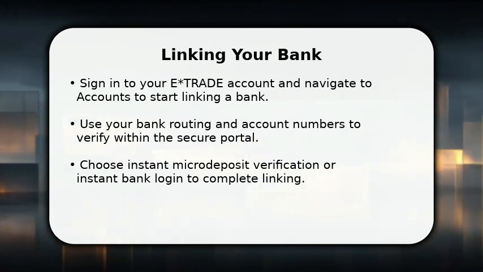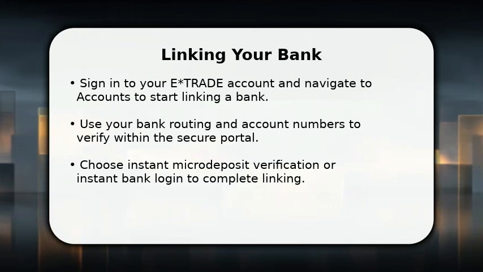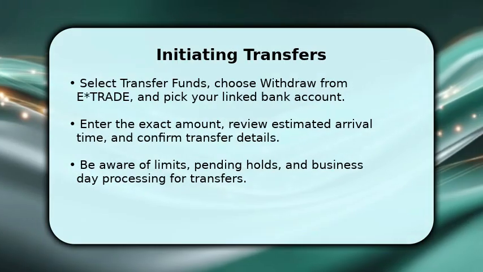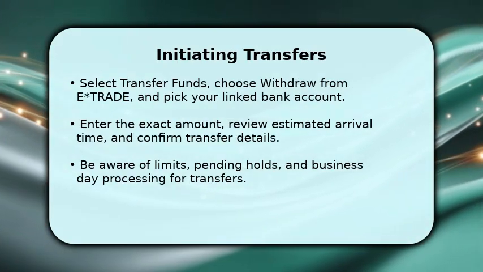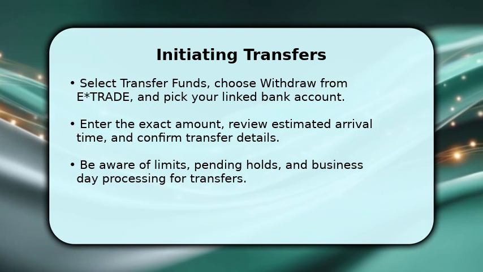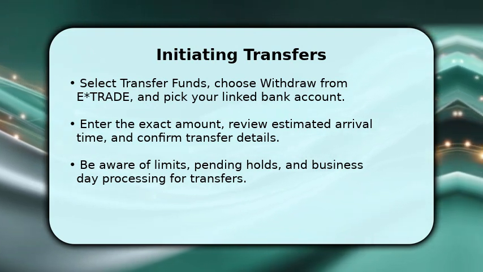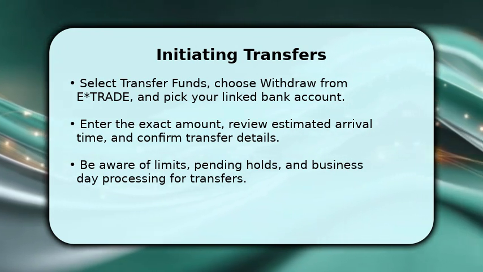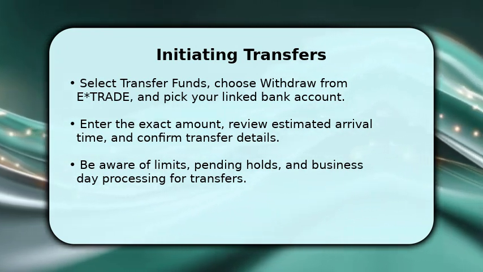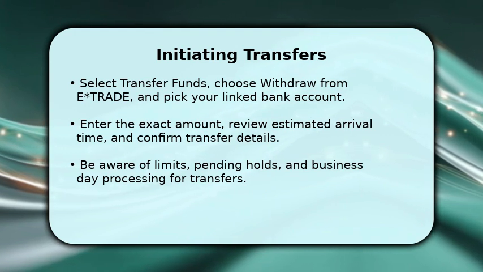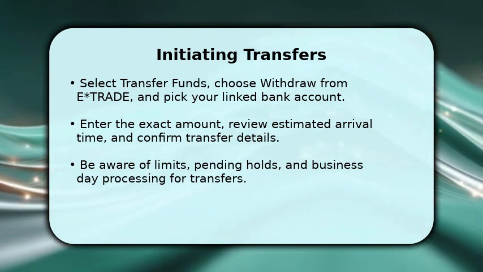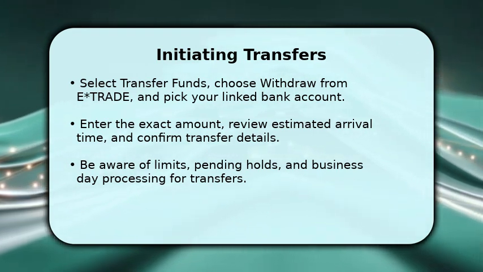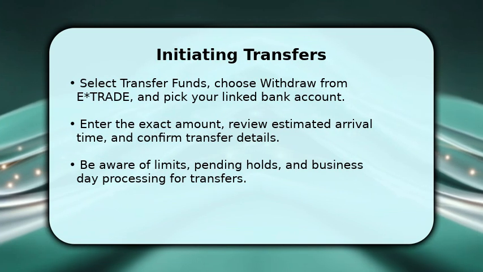After linking, initiate a transfer under transfer funds, choose amount, and confirm the estimated arrival time. To move money out, go to Transfer Funds and pick Withdraw from E*Trade, then select your linked bank. Enter the amount you want to send and review the estimated arrival time and any transfer limits that apply. Confirm the transfer and note any holds that may affect timing, especially around weekends or bank holidays. Keep confirmation details and check your bank app for the incoming transaction to verify completion.